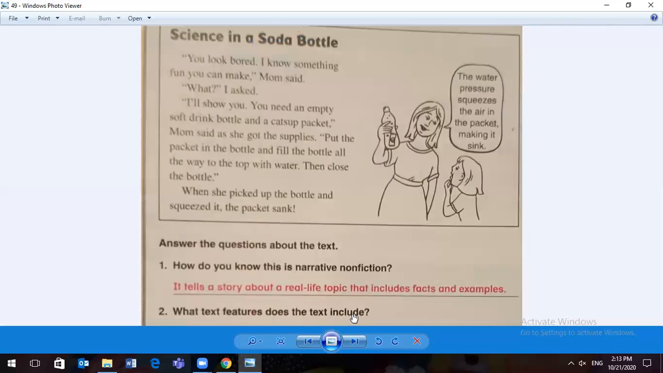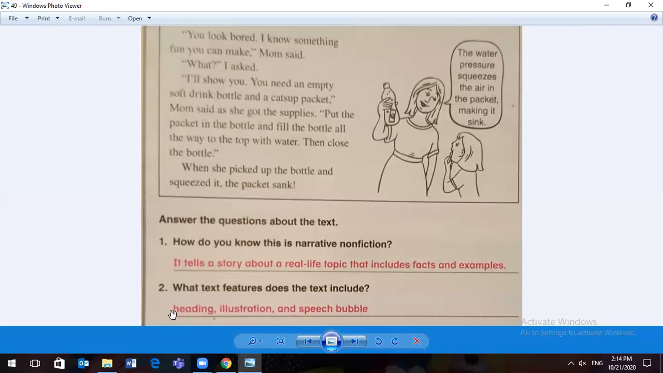All right, next question. What text features does the text include? What do we see here other than the writing that helps us understand what we are reading? At the top, we have a heading, Science in a Soda Bottle. Here we have an illustration that shows the mother and her child. And we also have a speech bubble, okay? You can call it a speech bubble. You can call it a speech balloon. Both terms are correct, okay? Heading, illustration, and speech bubble.